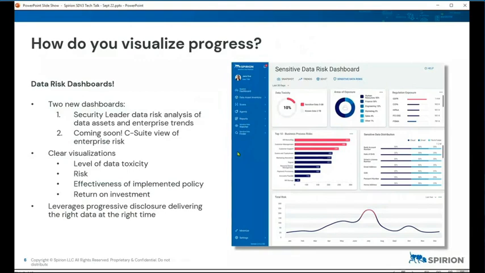Demonstrate that you've implemented and are solving against policy to make sure you're not going to fall out of risk compliance. Return on investment, because you're spending time. Are you better today than you were yesterday in protecting the organization? So we're leveraging progressive disclosure, delivering the right data at the right time.